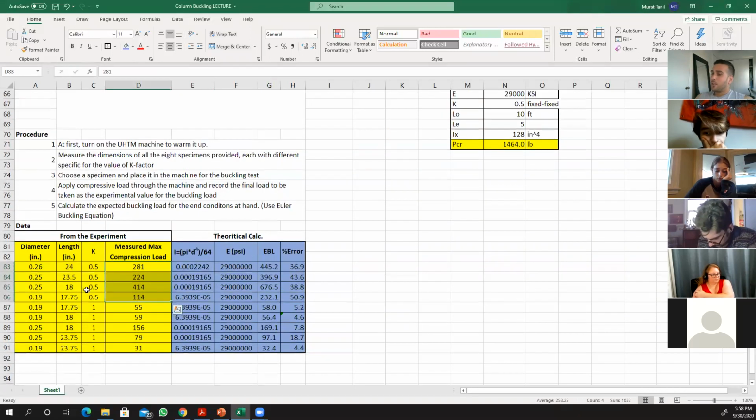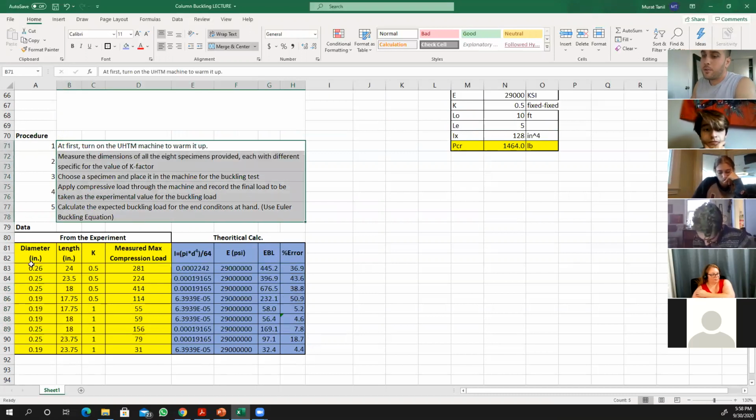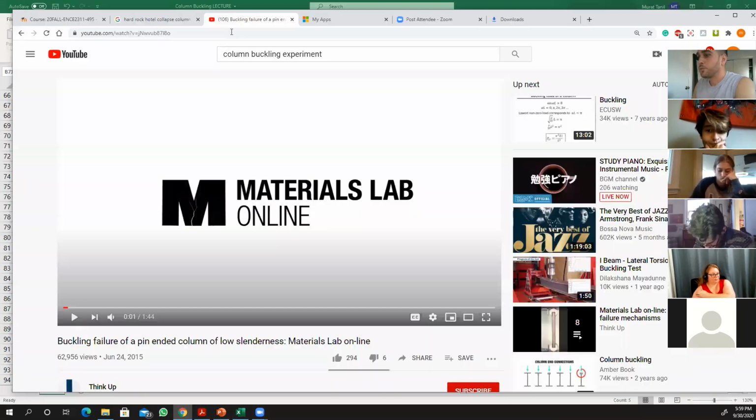So once you get your data, your percent error should be around plus or minus 10% from the measured maximum compression load. And you have the procedure. And if you want to look at the examples, there was one example that I found. We can look at this one.